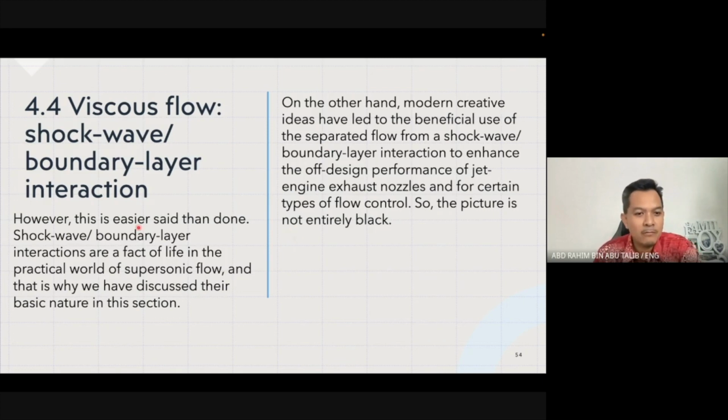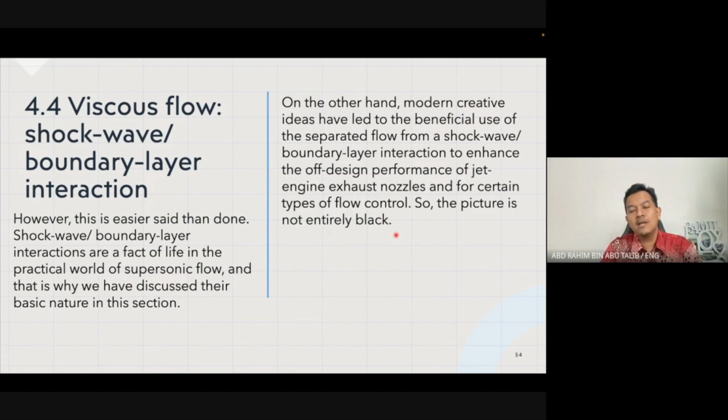All right. However, this is easier said than done. As I said, it is quite easy to say it should be avoided, but it is very difficult in practice, whereby shock wave and boundary layer interactions are a fact of life in the practical world of supersonic flow, and that is why we have discussed their basic nature in this particular section. On the other hand, modern creative ideas have led to the beneficial use of the separated flow from shock wave boundary layer interaction to enhance the off-design performance of jet engine exhaust nozzles, and for certain types of flow control, so the picture is not entirely black.